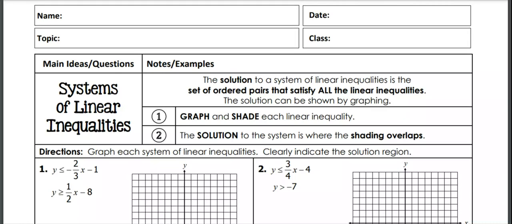Let's look at systems of linear inequalities. So far in this unit, we've looked at solving linear systems by graphing, substitution, and elimination. Now we're going to switch gears a little bit and look at solving linear inequalities by graphing. We've already done a little bit of this because I had it on the homework at the end of Unit 2.